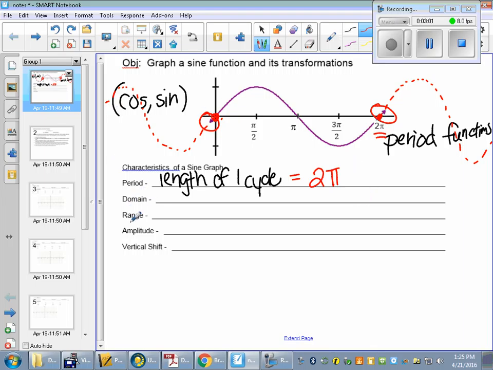All right, we've been talking a lot about domain and range. Remember, domain is the set of all x's. Well, if our graph's repeating over and over and over again all the way to the left, and over and over and over again all the way to the right, our domain is going to be all real numbers. Remember, you can write that in both interval and inequality notation. I'm using x's because domain describes x's.